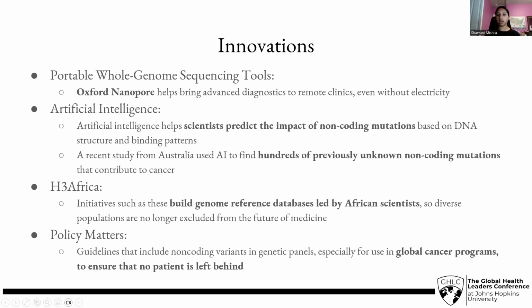Portable whole genome sequencing tools like Oxford Nanopore are making it possible to bring advanced diagnostics to remote clinics, even without electricity. Second, AI is helping scientists predict the impact of non-coding mutations based on DNA structure and binding patterns. A recent study from Australia used AI to find hundreds of previously unknown non-coding mutations that contribute to cancer. Third, initiatives like H3 Africa are building whole genome reference databases led by African scientists, so diverse populations are no longer excluded from the future of medicine. And finally, policy matters. Guidelines that include non-coding variants in genetic panels, especially for use in global cancer programs, can help ensure that no patient is left behind.